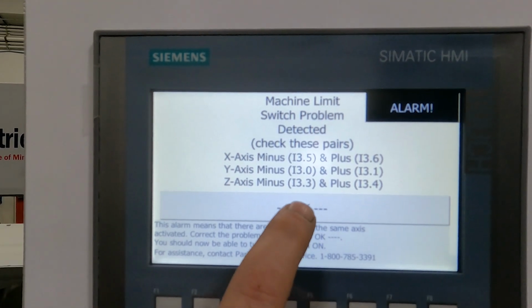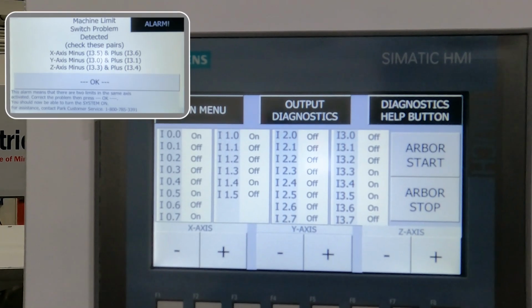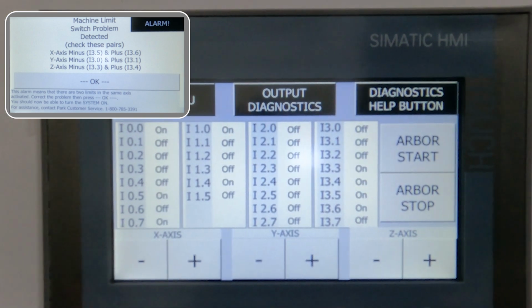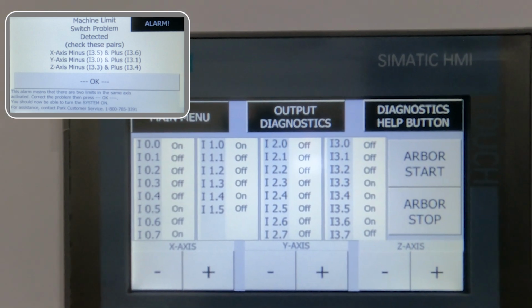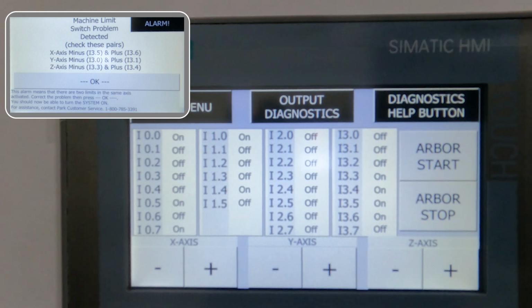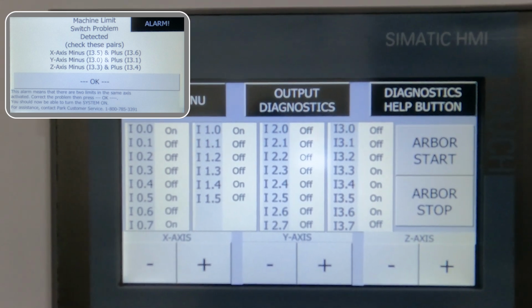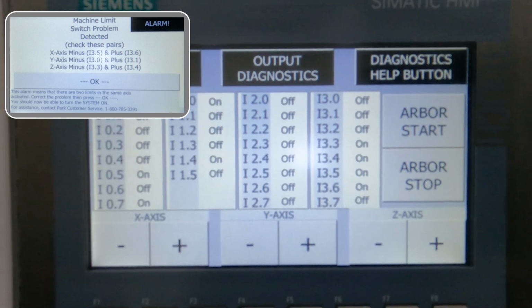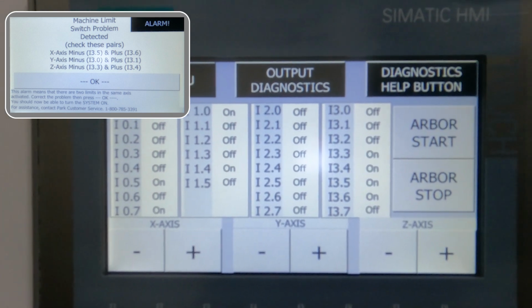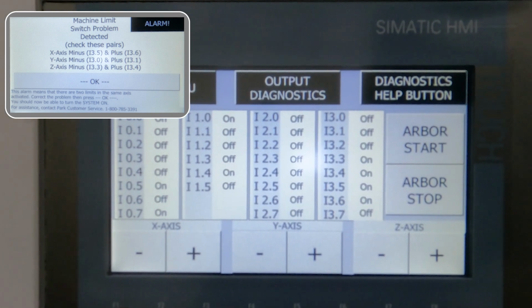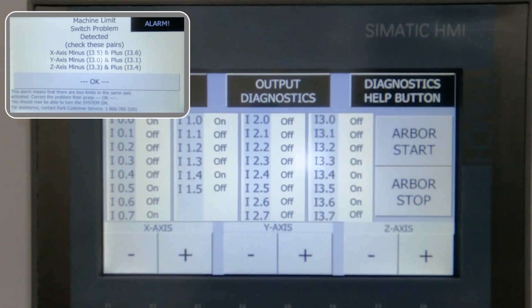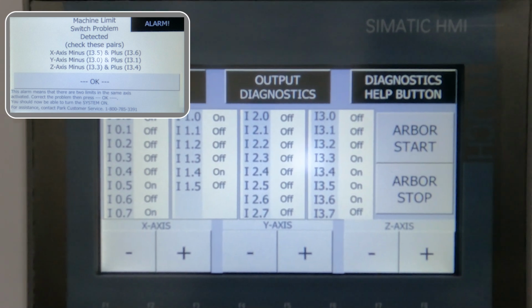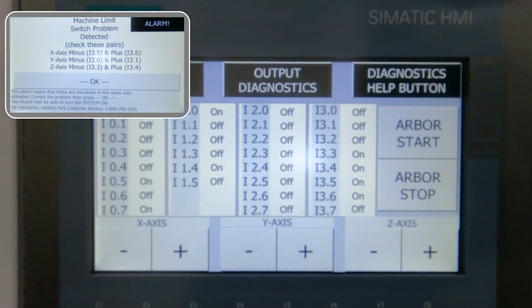So if we hit the OK button, then we can come to our limit screen, and these are our inputs. And what our issue is, is that there are two inputs on the same axis that are reading. So it thinks the machine is all the way to the front and all the way to the back, or all the way to both sides at one time. And that's what the issue is.